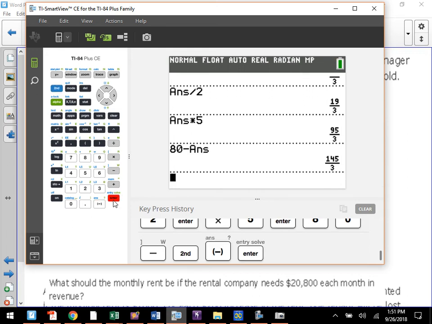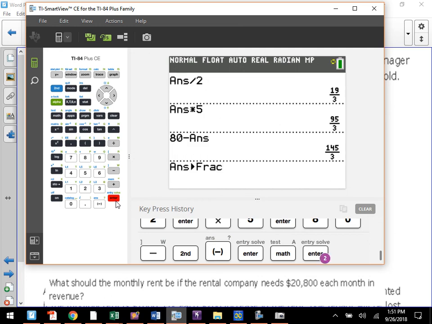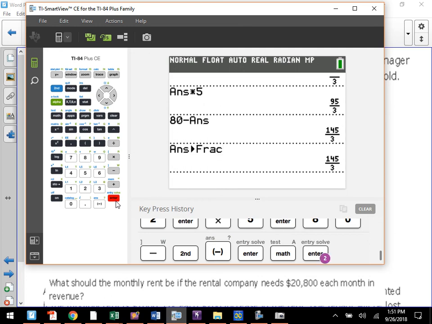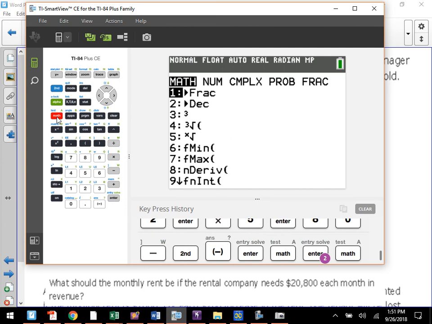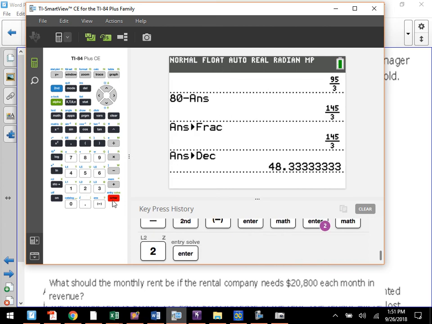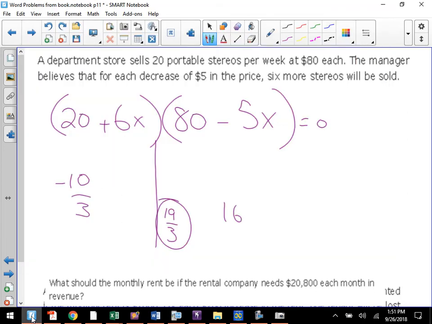that tells me if I sell my stereos for $48.33, I will sell how many stereos? If you substitute back over, what do you get? You sell 58 stereos, is that right? Is that right? 58 stereos? Yes. You sell 58 stereos.